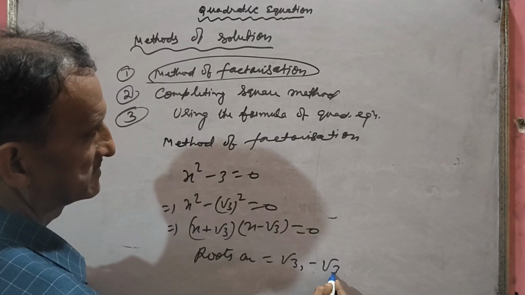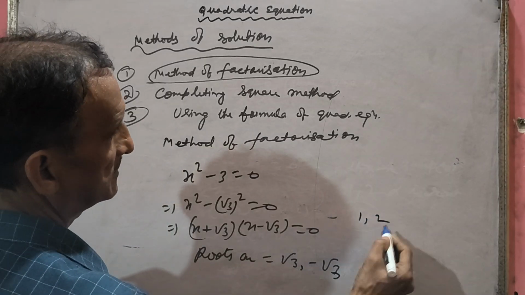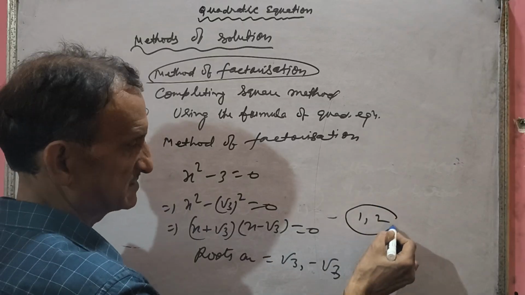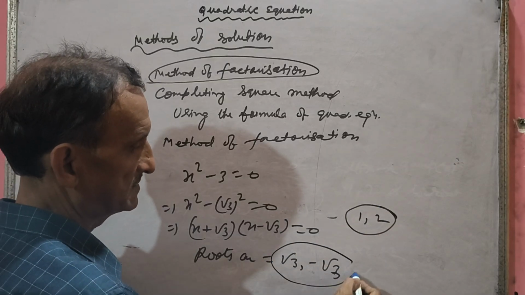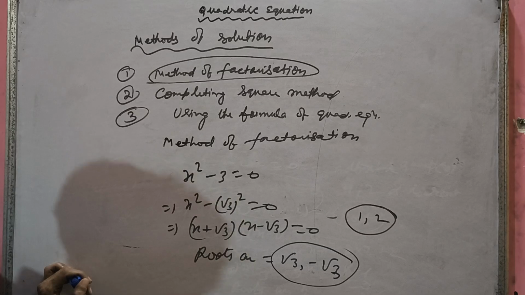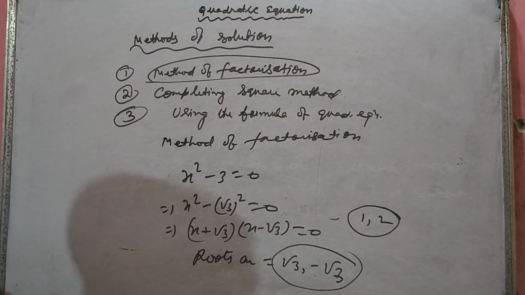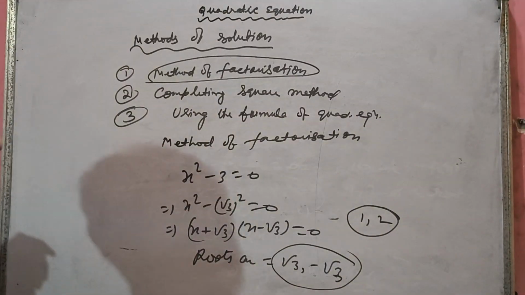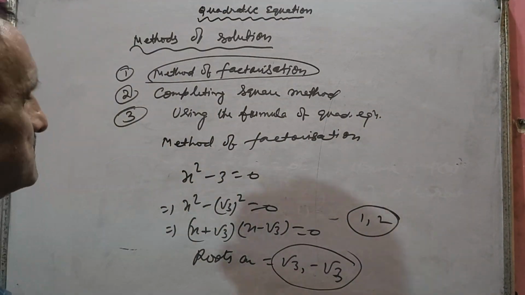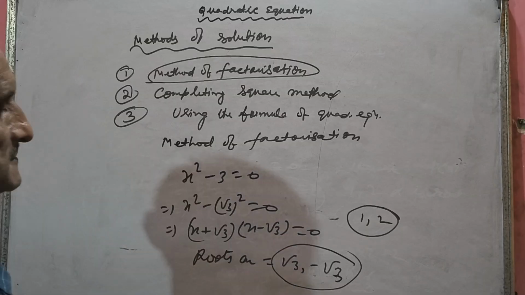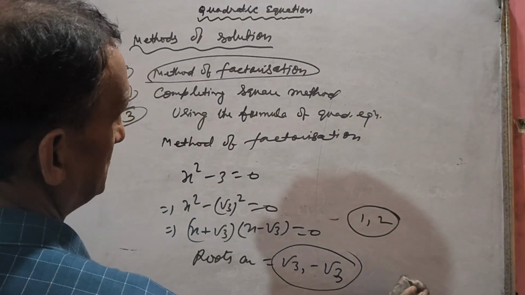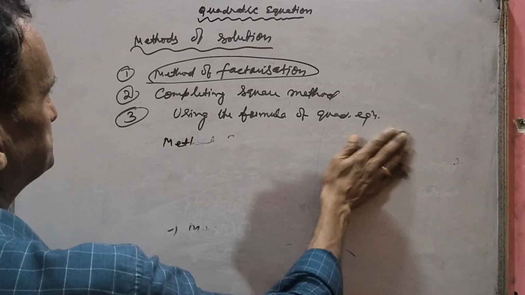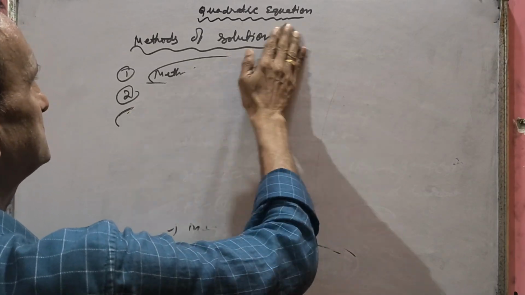See, previous roots were 1 and 2, now root 3. Roots can be rational, roots can be irrational, okay? Roots can be real, real meaning rational and irrational. In higher classes, in advanced mathematics you will get not real roots also, but here in general math you will get real roots. So understood, this is the method of factorization, and it is easy, only simple.